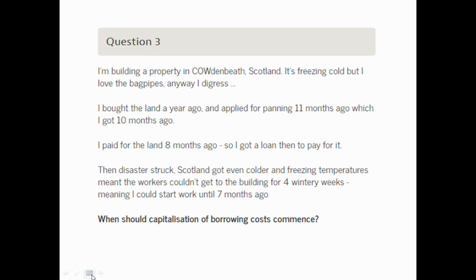So do we have any volunteers? We have the three criteria. The first is that there are activities on the ground. The second is that borrowing costs are being incurred. The third is that expenditure is being incurred. So when all three criteria are met, that's when we start capitalization of borrowing costs. So the question is, when should we start capitalization of borrowing costs? Anyone, any volunteer?